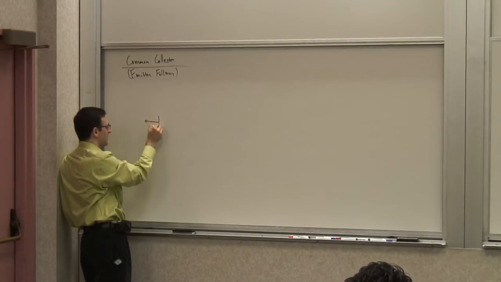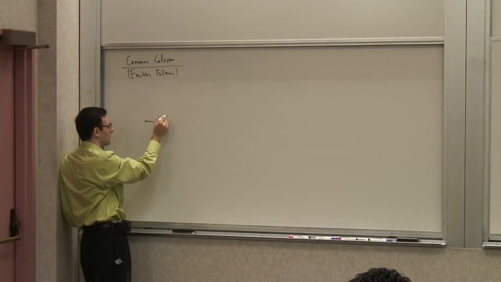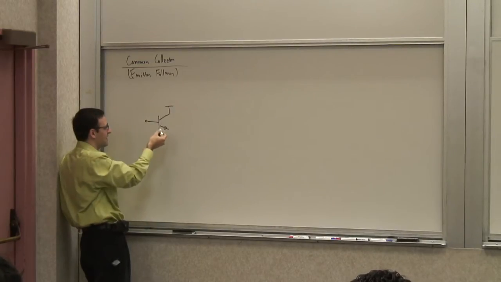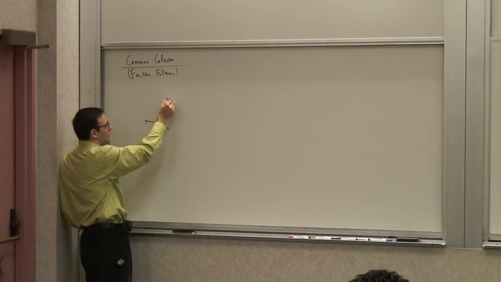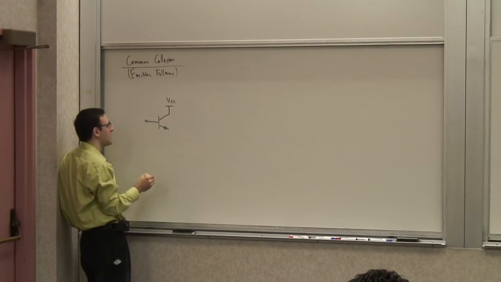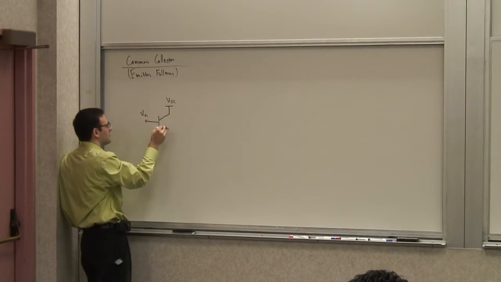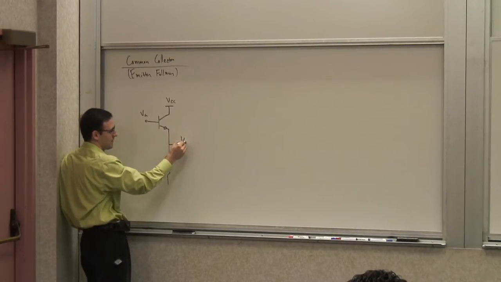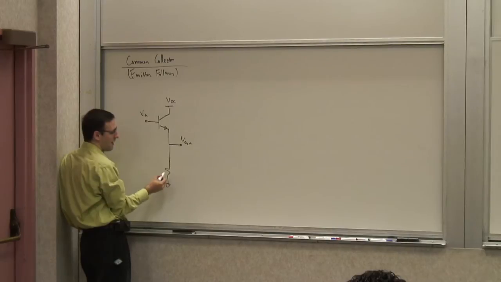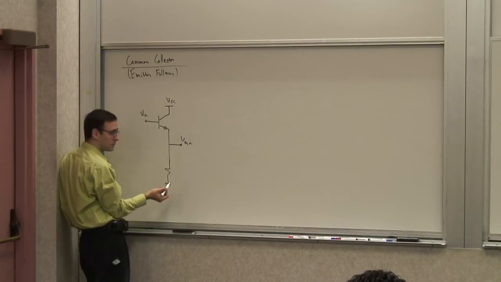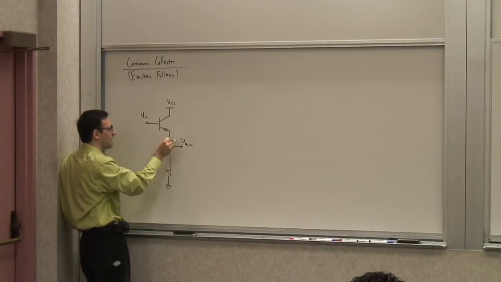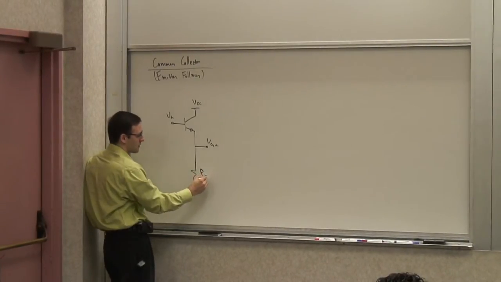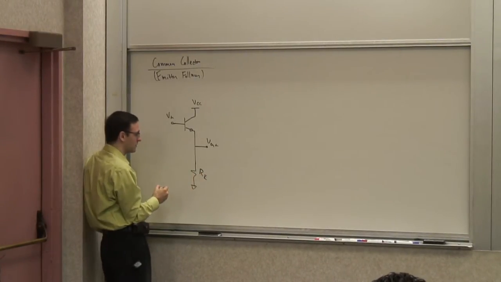One way to do that is the following. You can have the collector connected to some fixed potential. In this case it is an NPN the way I've shown it, so it has to be connected to a high voltage, the VCC. This is your VIN at the base, and the output is taken out of the emitter. So in a common collector topology, the input is the base, and the output is the emitter, and there's some sort of resistance RE in the emitter, in general.